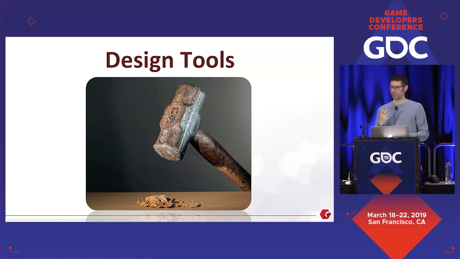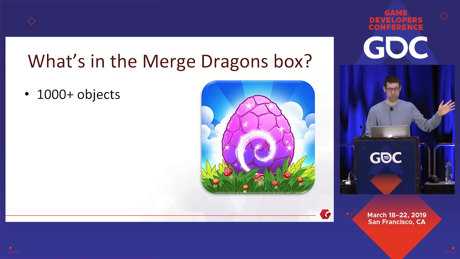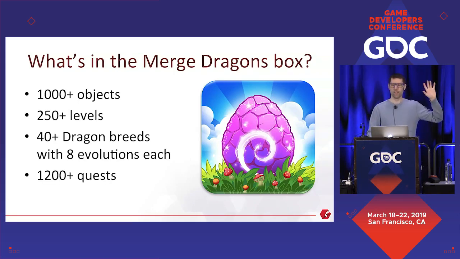Now I want to share two of the tools we use, because it's always interesting and informative to find out what other designers are using to improve their workflow. To give some context, we can quickly look at the scope of the game. We have over 1,000 objects, 250 plus levels, 40 plus dragon breeds, 1,200 plus quests. That's a lot of content to create and manage. How do we do it?